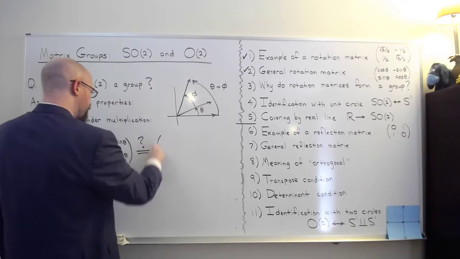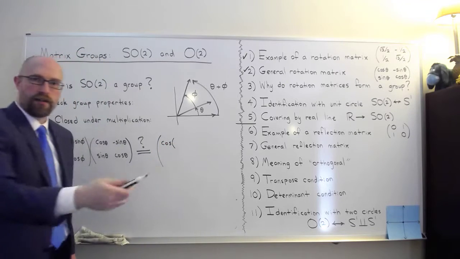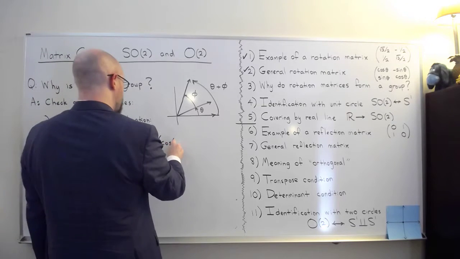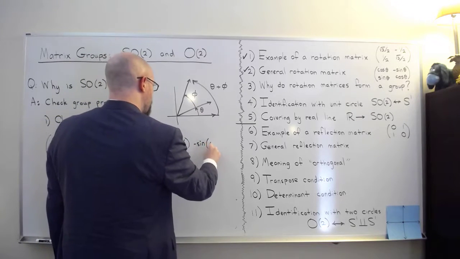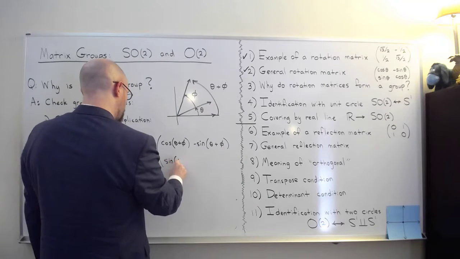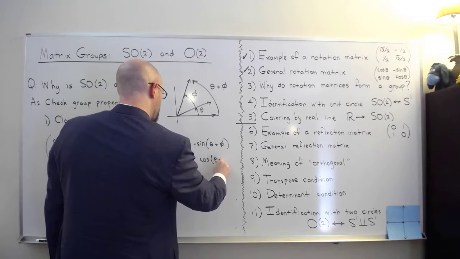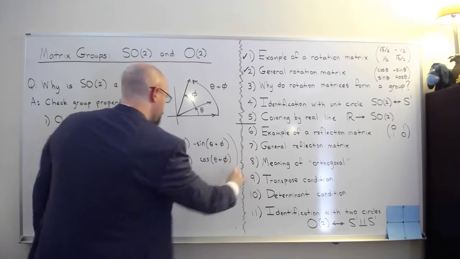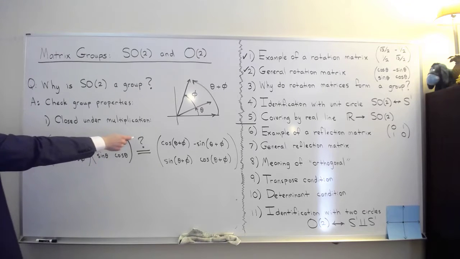We're trying to check that this thing really does equal cosine. I was going to run out of room, so that's why I'm switching positions. This will be theta plus phi, minus sine theta plus phi, sine theta plus phi, cosine theta plus phi. And so this is what we want to check.